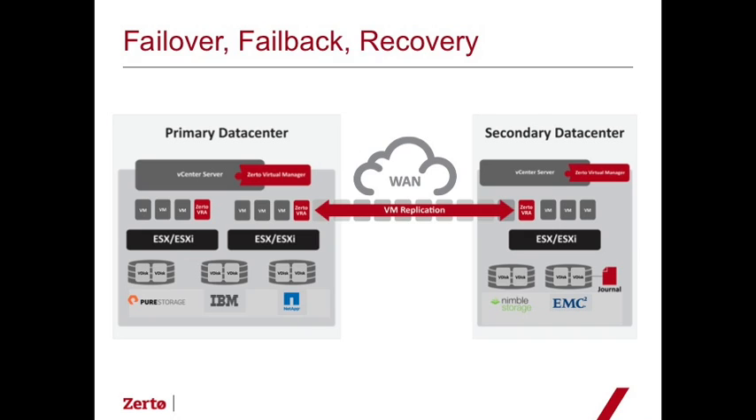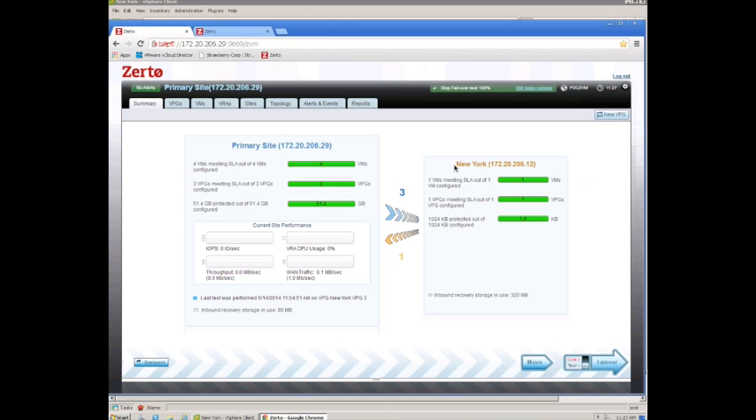We have a primary data center and a secondary data center, and we have a simple Zerto deployment of a Zerto virtual manager and the VRAs at each site. The storage hardware really doesn't matter, and the number of hosts really doesn't matter. As long as we've got the sites connected, then we're good to go for testing and for actual failover and recovery operations. Okay, so we've got our demo site here.